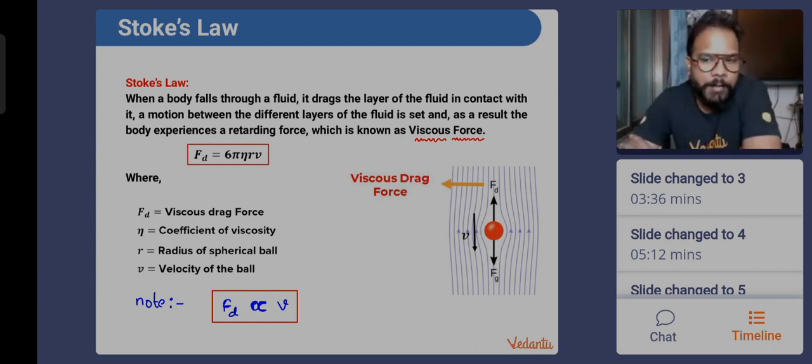Same can happen with the meteor. Depends on the size and the mass of the meteor. It may be completely burnt out, may not be completely burnt out. That depends on a lot of factors other than the viscous force.